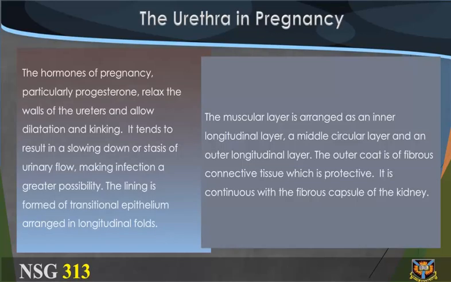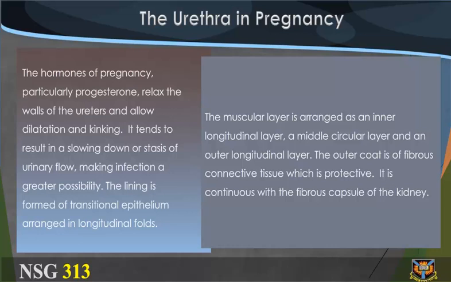The ureters in pregnancy. The hormones of pregnancy, particularly progesterone, relax the walls of the ureters and allow dilatation and kinking. This tends to result in a slowing down or stasis of urinary flow, making infection a greater possibility.